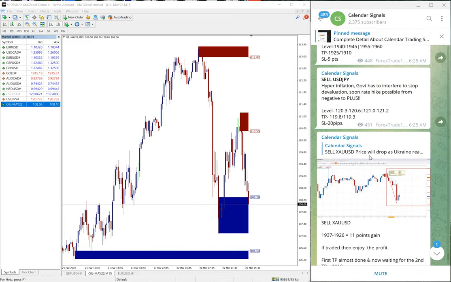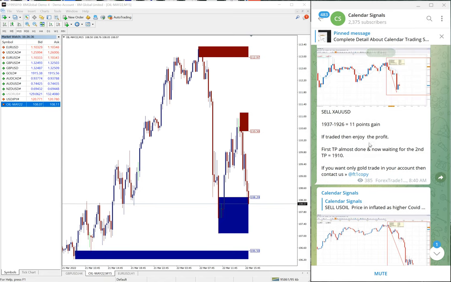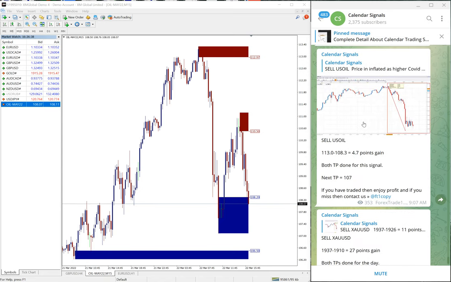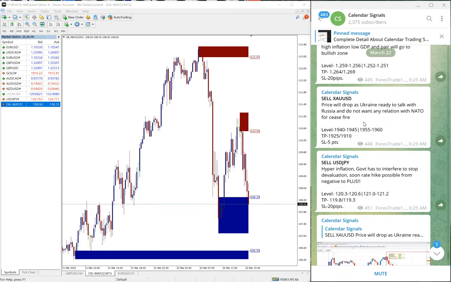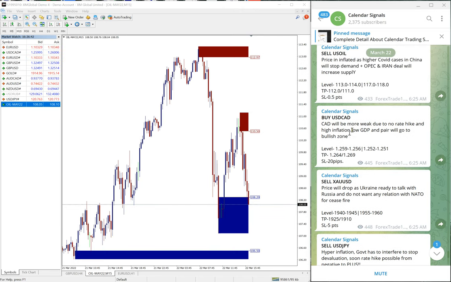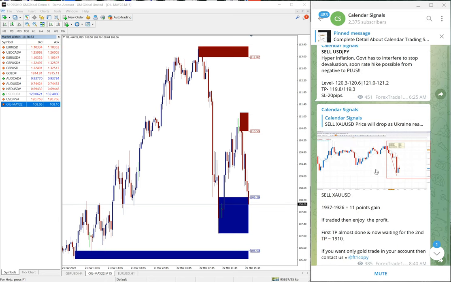Out of these four signals today, two signals performed well. We will see the performance of these two signals, and the other signals are still trading in our range and yet to perform. Once it is updated, whether it is SL hit or performed, we will update it on this Telegram channel.